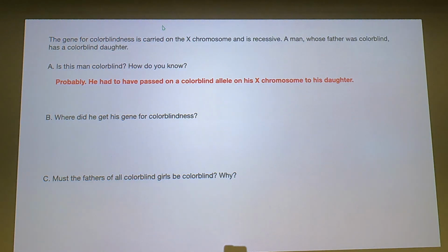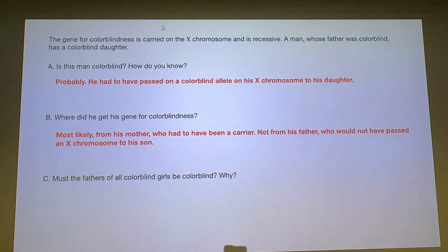No, because he's not going to get an X chromosome from dad, from grandpa. So that was devious, throwing that in there. But you rightly ignored it. Very good. So where did he get his gene for colorblindness? You came up with the answer. His grandmother. Yes, the daughter's grandmother, his mother, must have given him that trait. Okay, so most likely from his mother, who had to have been a carrier, not from his father, who would not have passed an X chromosome to his son.